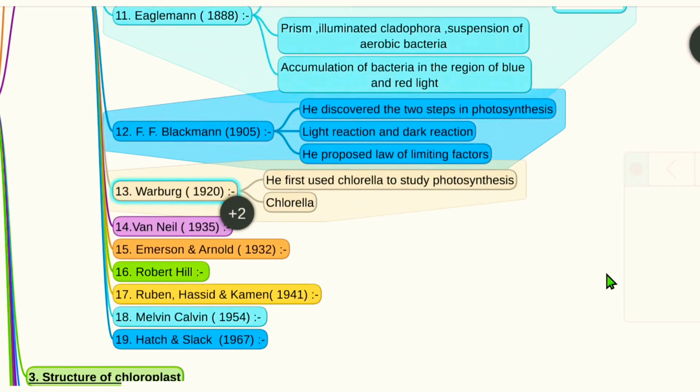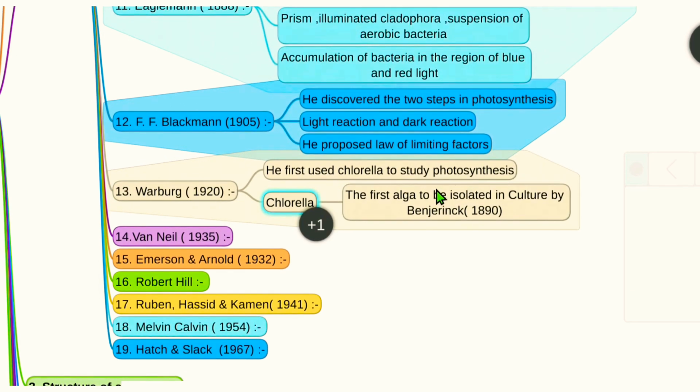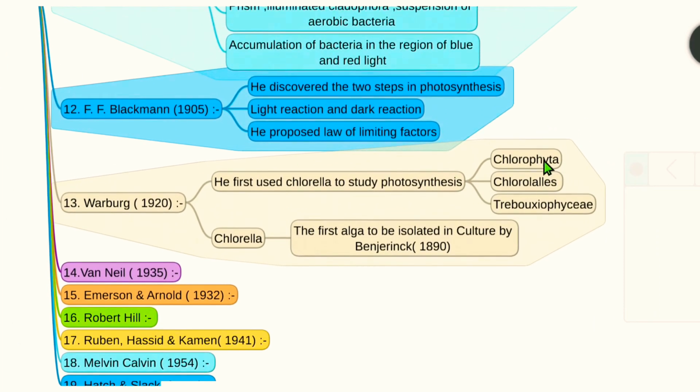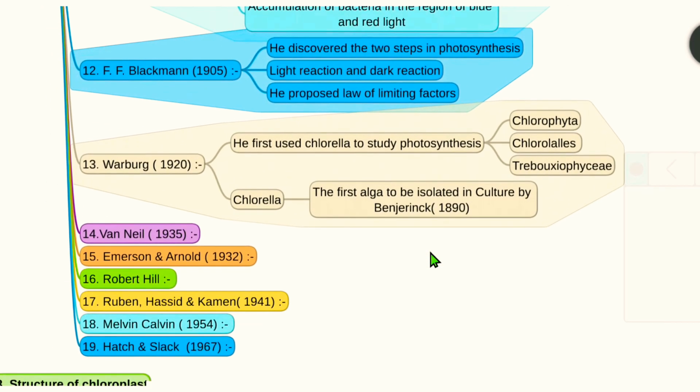Warburg. He first used Chlorella to study photosynthesis. The different Chlorella used to study photosynthesis, like Chlorophyta, Chlorellus, and Trebouxiophyceae. Chlorella was the first alga to be isolated in culture by Beijerinck in 1890.